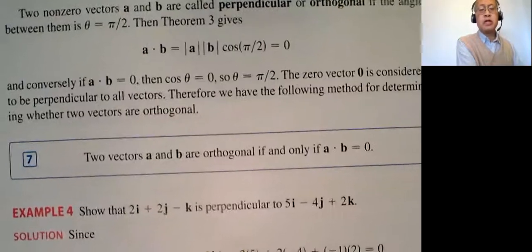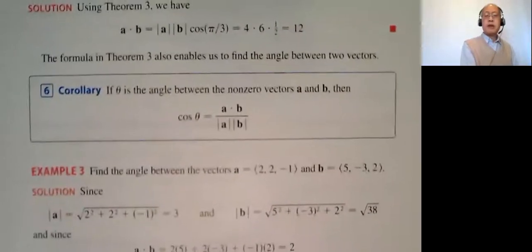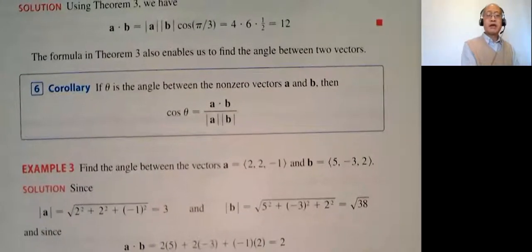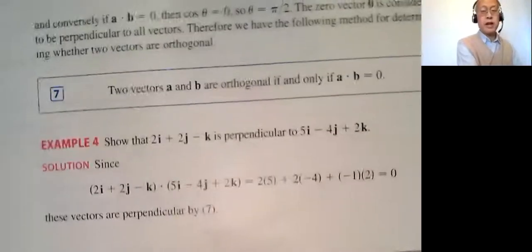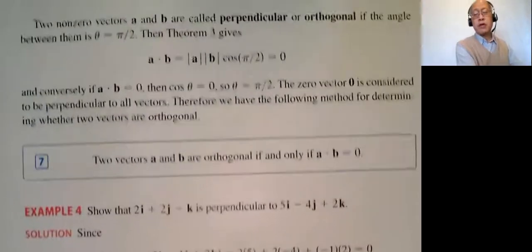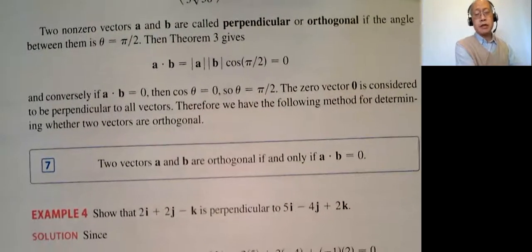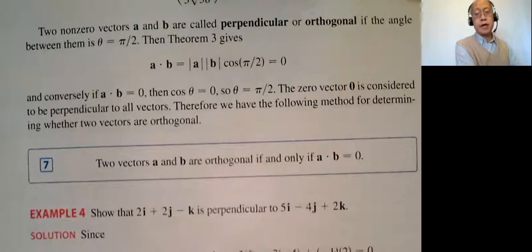But orthogonal means perpendicular. Okay, if A dot B is equal to 0, well, if the dot product is 0, then in this formula, the numerator is 0. The cosine of what nice angle is 0? Well, 90 degrees or pi over 2. All right, so two vectors are orthogonal if and only if A dot B is 0. So we have a quick way of telling if two vectors are orthogonal or perpendicular, and that would be if the dot product is 0. If the dot product is 0, they're perpendicular or orthogonal. And if the dot product is non-zero, then they're not perpendicular.